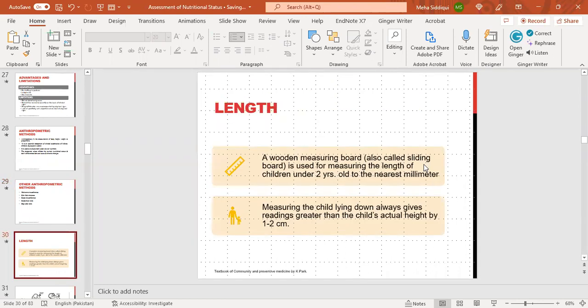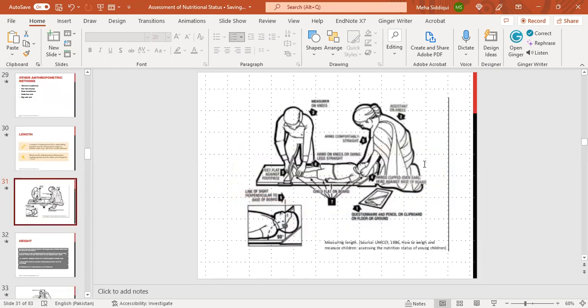A wooden measuring board, also called a sliding board, is used for measuring the length of children under 2 years of age to the nearest millimeter. Measuring the child lying down always gives a reading greater than the child's actual height by 1 to 2 centimeters. So this is the picture of measuring the length of a baby under 2 years of age.